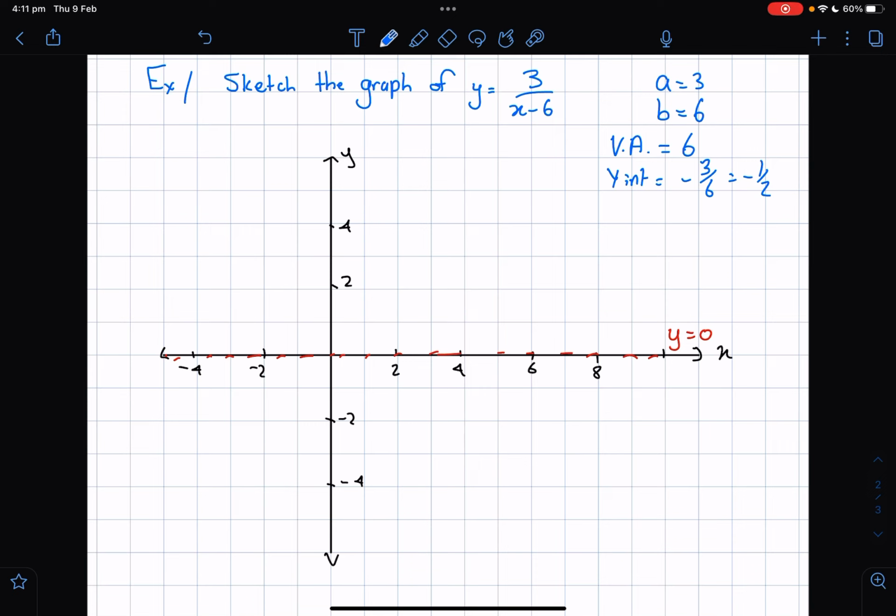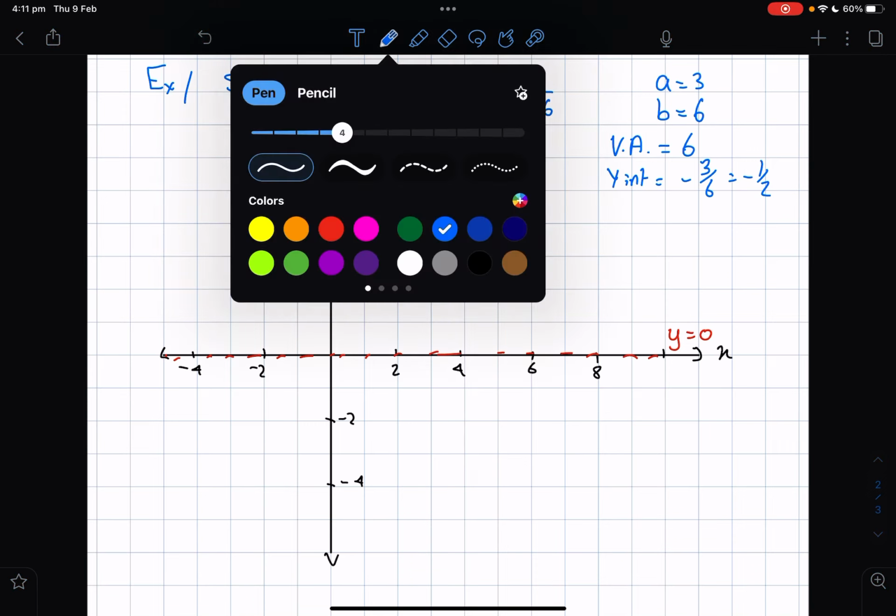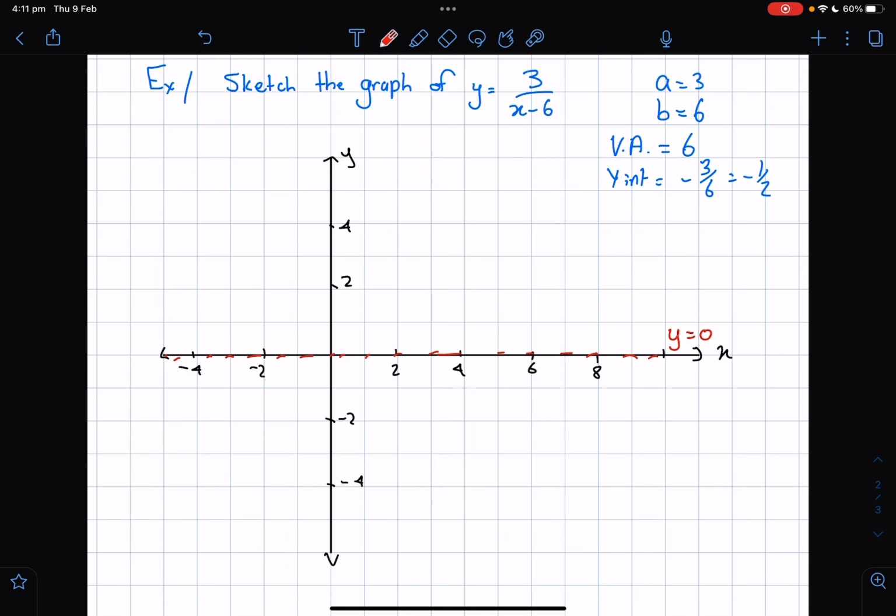We can now graph this function. First things first, let's put in our vertical asymptote, and that is through x equals 6, so down like this, and then just labeling that like that. Now we almost have a new origin, and this is the reference point for our function. The last thing we need to put in is where our y-intercept is, and that is at negative 1/2.